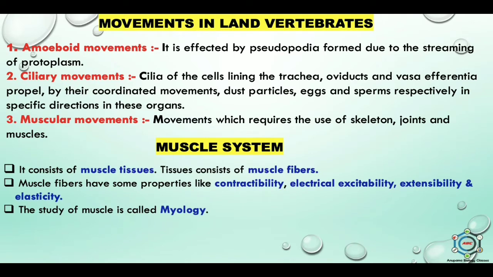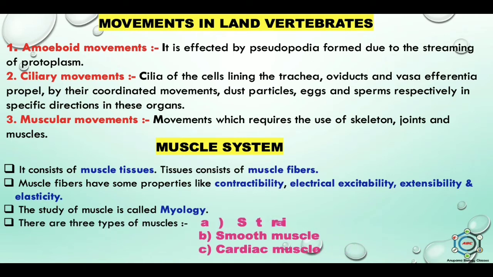So, the first is the muscle system. The muscle system consists of muscle tissues which consist of muscle fibers. Muscle fibers have some properties like contractility, electrical excitability, extensibility and elasticity. And the branch of science that deals with the study of muscle is known as myology. In the human, there are 639 separate muscles which make up 40 to 50% of the body weight.